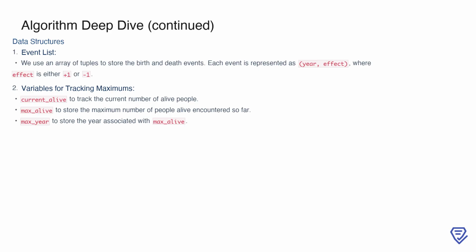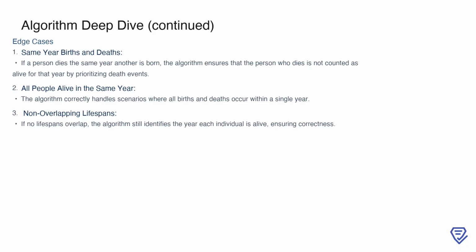These variables work together within the sweeping line algorithm to ensure we capture the correct year with the maximum population efficiently and accurately. There are a few edge cases to consider to ensure the algorithm handles all scenarios correctly. One such case is when a birth and a death occur in the same year. By prioritizing death events during sorting, we ensure that the person who dies is not counted as alive for that year. Another scenario is when all lifespans overlap in a single year, creating a peak population during that year.